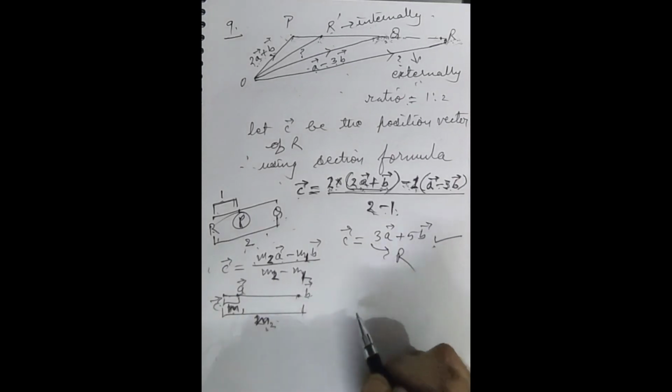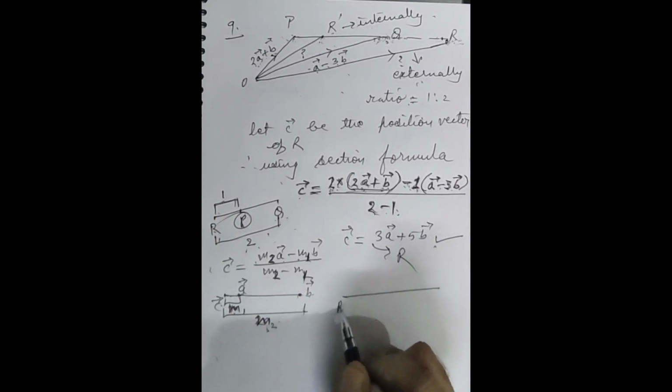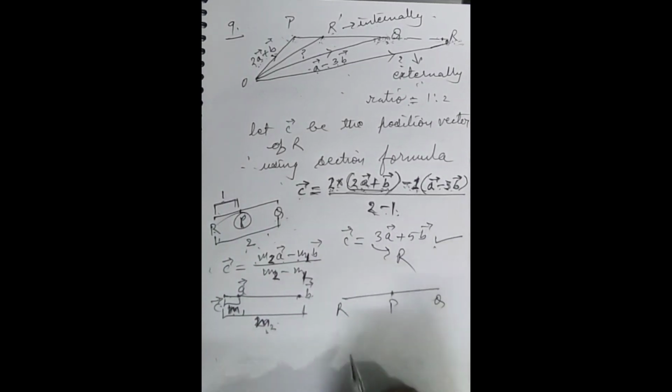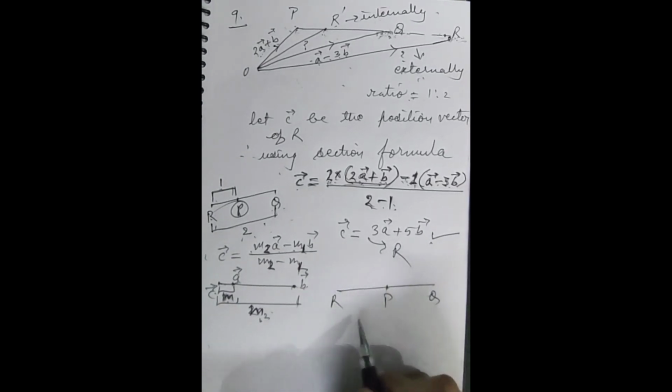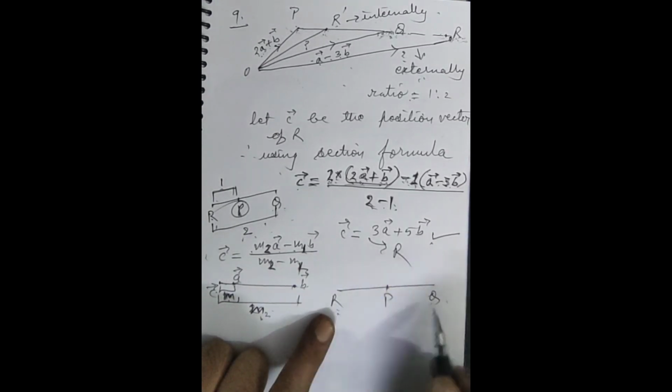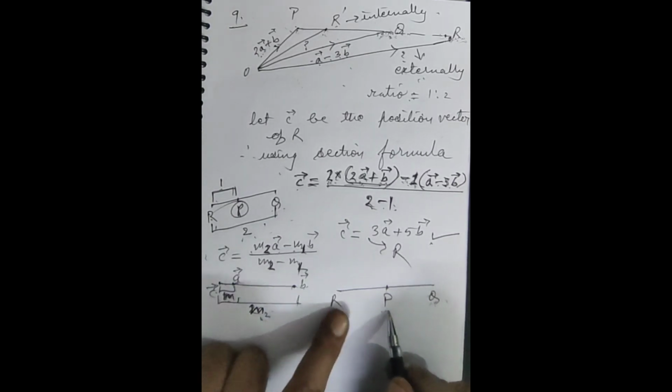Now, midpoint, how can we do it? There are different ways. Let me show using the diagram again, R, Q, P. We can add up the components of R and Q, and dividing them by 2 we can show we are getting the components of P.